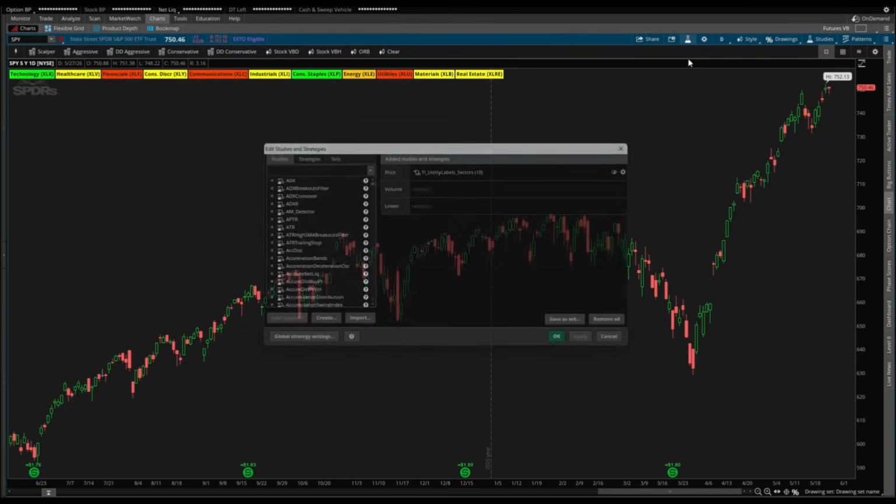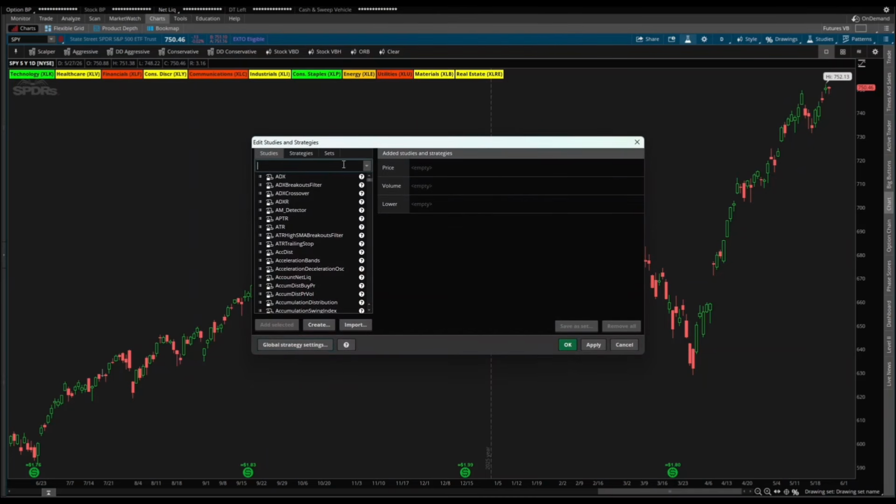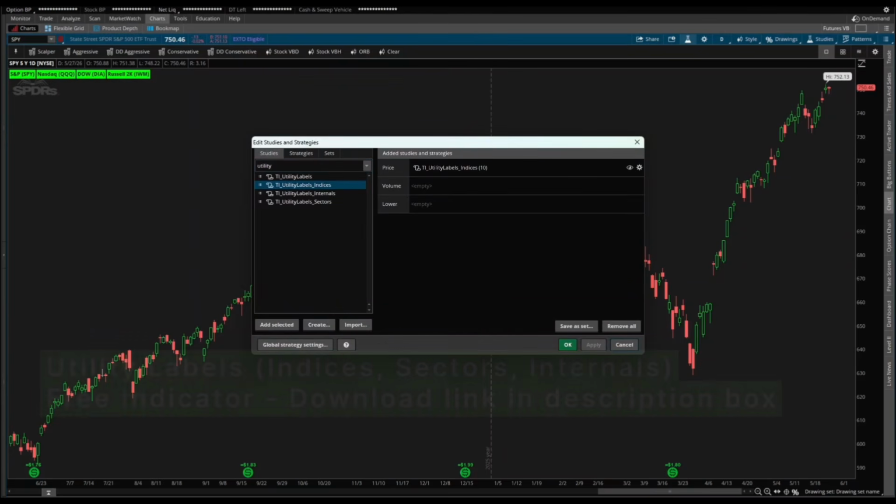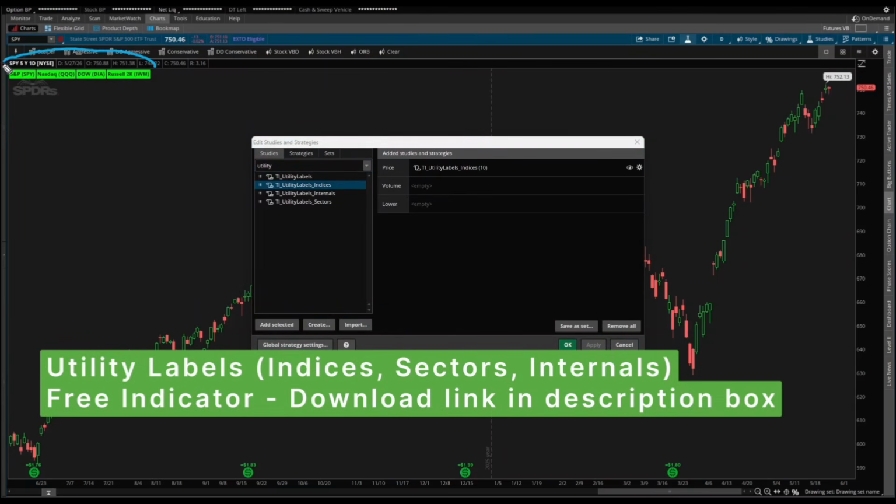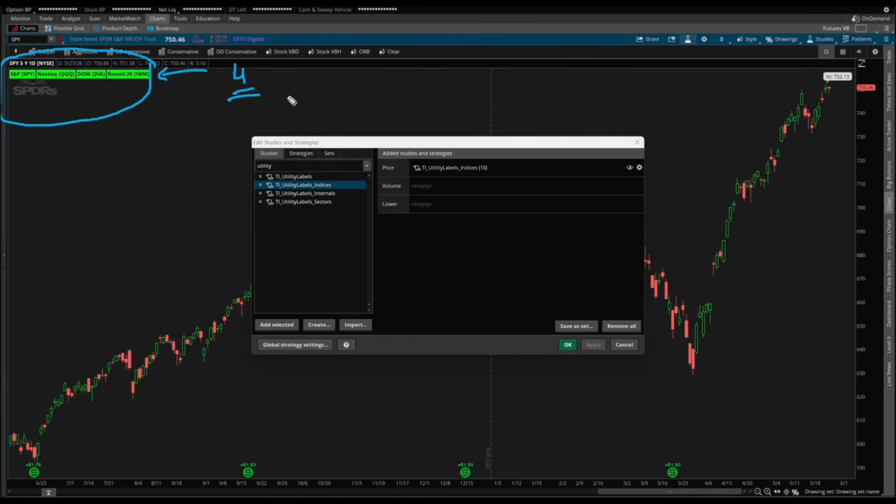Now let's start first, as we always do, with first understanding what is the broader market doing. If I load in our utility labels with the index markets, you can see very clearly here that all four of our index markets are still very much in this market stage of acceleration. That tells us we have the green light for bullish setup still.